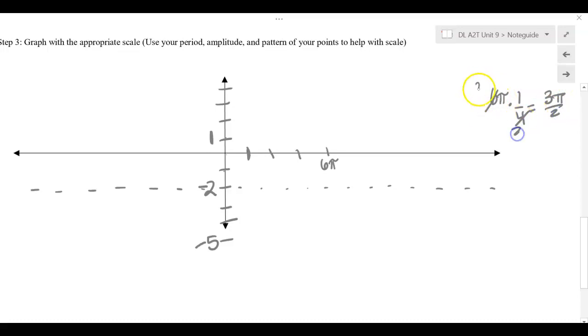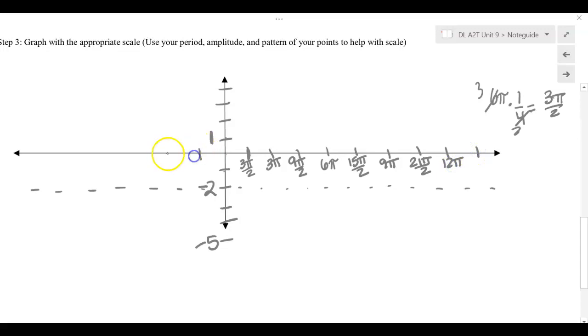And that's going to give me 3 pi over 2. So that means each mark on this graph is 3 pi over 2. So 3 pi over 2 plus another 3 pi over 2 is 6 pi over 2, which is 3 pi. And then 9 pi over 2, 12 pi over 2, which is where the 6 pi is coming from, 15 pi over 2, 18 pi over 2 is the same as 9 pi, 21 pi over 2, 24 pi over 2, which would be 12 pi, etc.